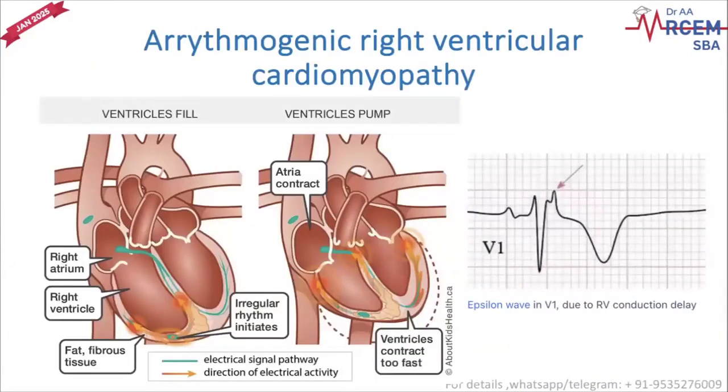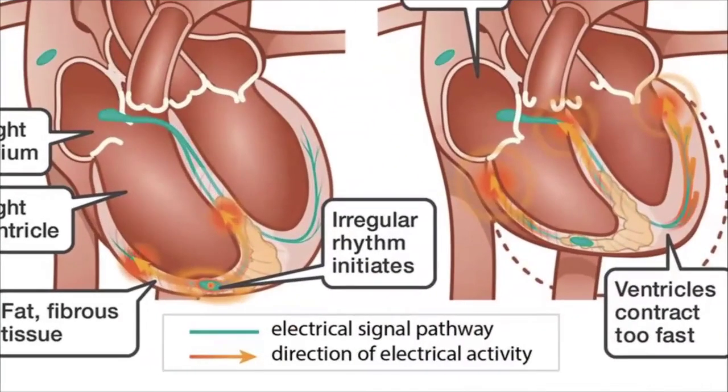Arrhythmogenic right ventricular cardiomyopathy. What happens in this? Fat gets deposited in the right ventricle. That's why it is known as right ventricular cardiomyopathy. Whenever this fat gets deposited, it can act as a trigger for electrical activity. So it can generate electrical activity there, resulting in arrhythmias. Most of the time it is VT and VF arrhythmias that it can trigger.